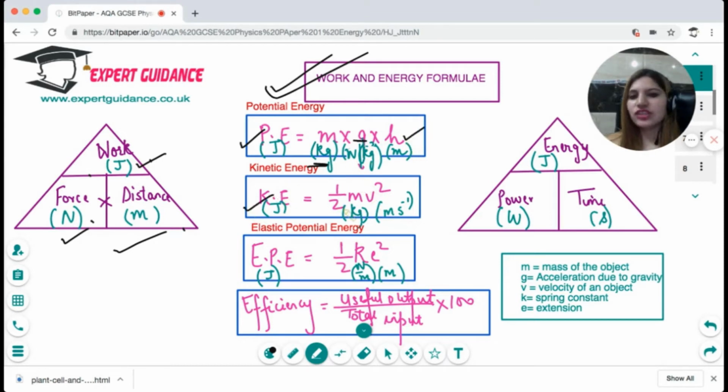Kinetic energy in joules is half times mass times velocity squared. Elastic potential energy is half times k times e squared, where e is the extension. And energy is power times time. Energy has to be in joules, power in watts, and time in seconds. Efficiency is useful output divided by total input times 100. You should know how to use these formulas.